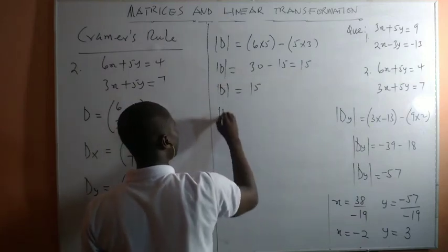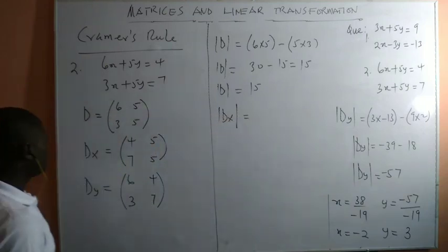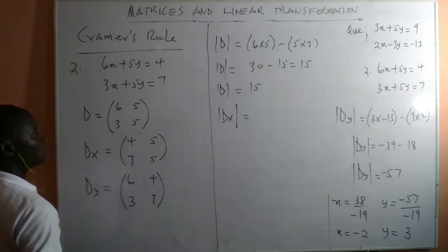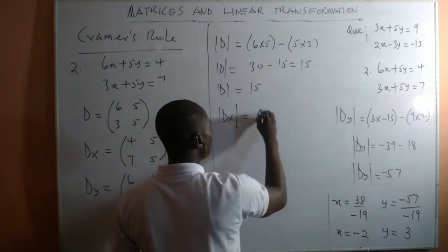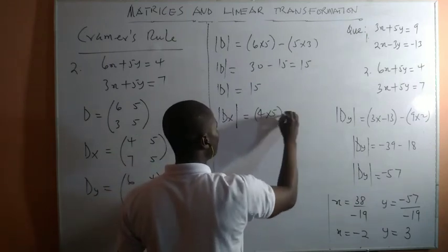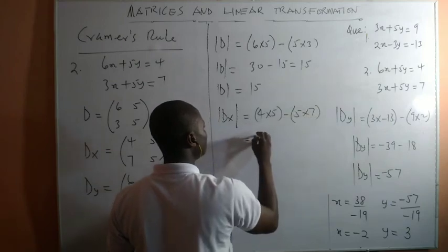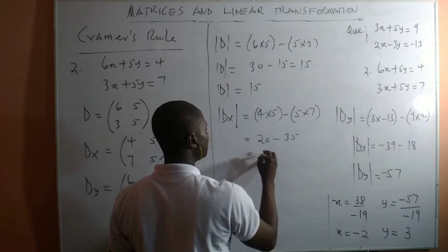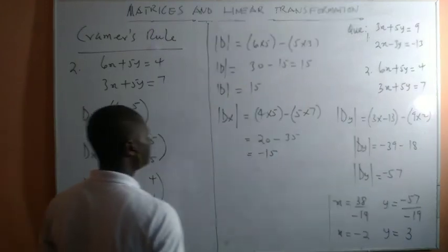Now we find the determinant of the X matrix, which is 4, 5, 7, 5. The determinant will be 4 times 5 minus 5 times 7. 4 times 5 is 20, and 5 times 7 is 35. So 20 minus 35 gives us minus 15.